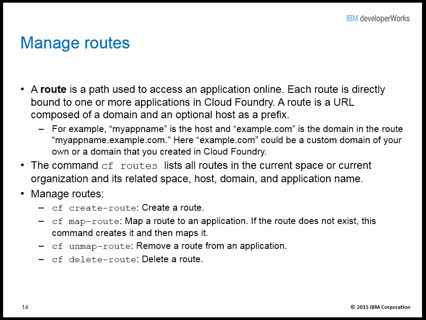A route is a path used to access an application online. Each route is directly bound to one or more applications in Cloud Foundry. A route is a URL composed of a domain and an optional host as a prefix. For example, myappname is the host and example.com is the domain in the route myappname.example.com. Here, example.com could either be a custom domain of your own or a domain that you have created through Cloud Foundry.